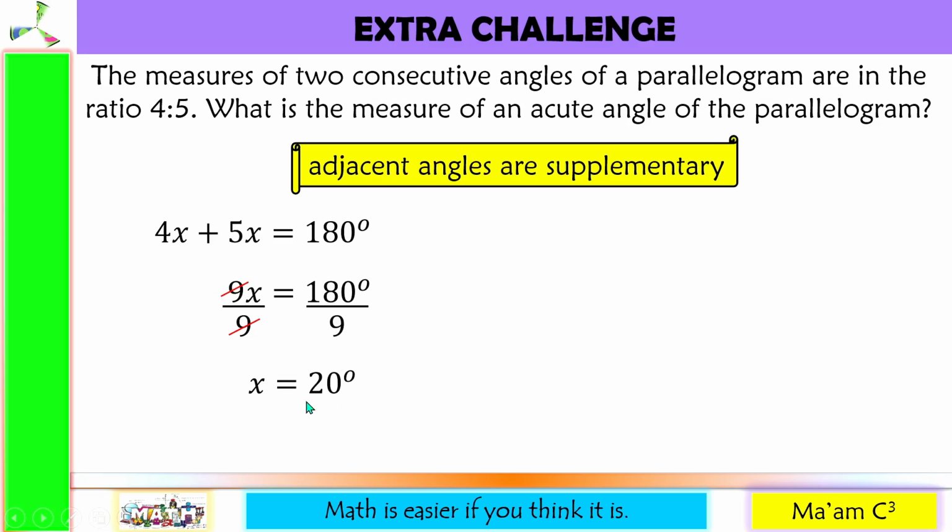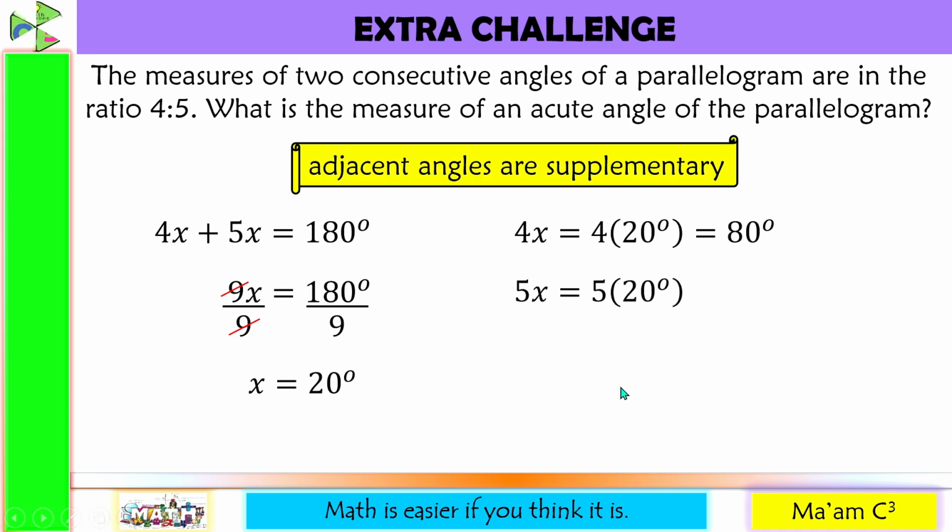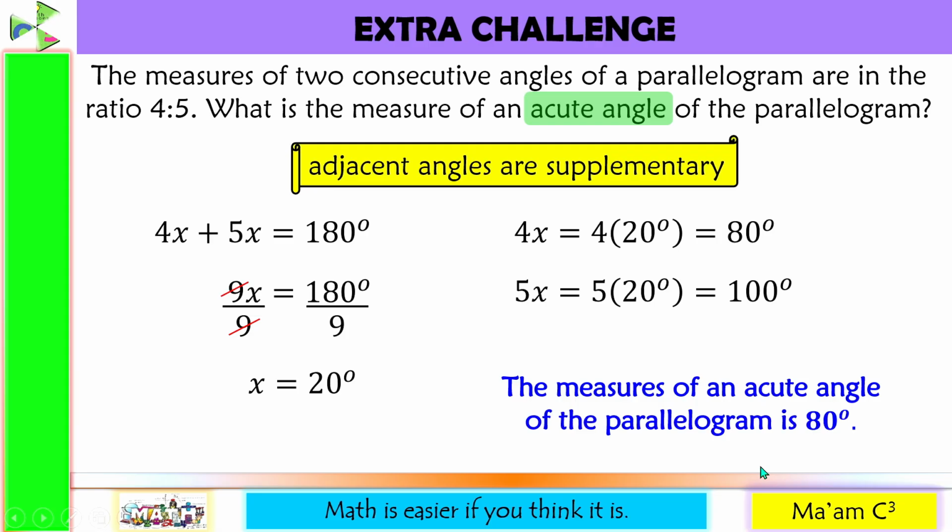Let us substitute 20 degrees in 4x first. So 4 times 20, this will give us 80 degrees. Let us also substitute 20 degrees for 5x. So this will be 5 times 20, and this will be 100 degrees. In total, 180 degrees. Since we are looking for acute angle, meaning angle that is less than 90 degrees, then the measure of an acute angle of the parallelogram is 80 degrees.